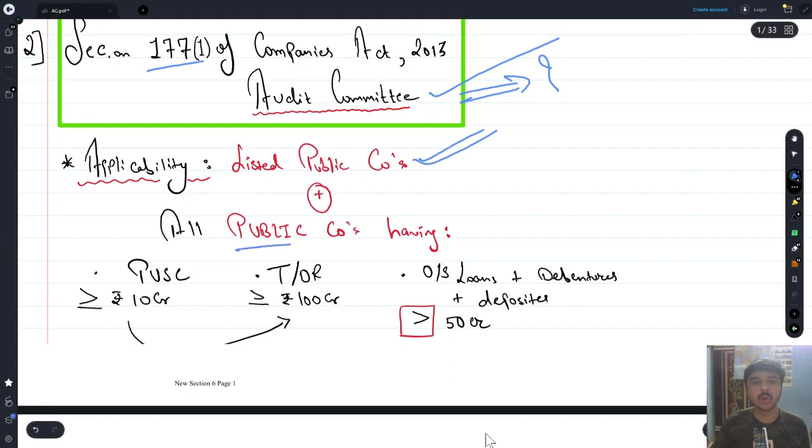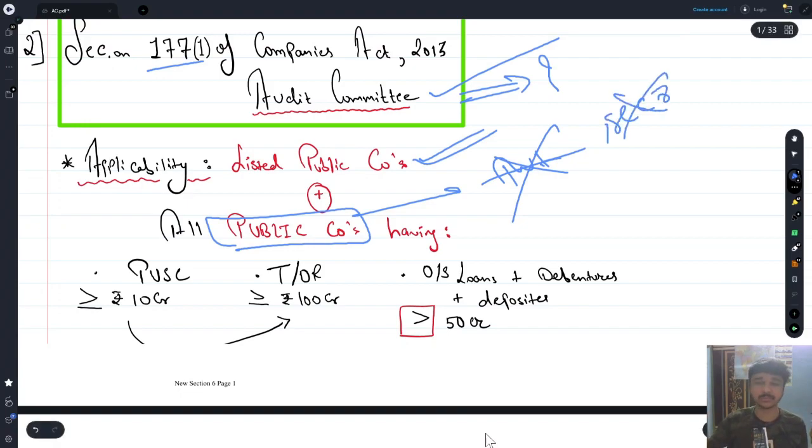After that, it is applicable to all public companies. The word here is public companies, so no private companies, right? So audit committee is not applicable to private companies. Section 8 companies, no. Nothing else, only public companies. Now there are 3 criteria given by section 177(1) for formation of audit committee.